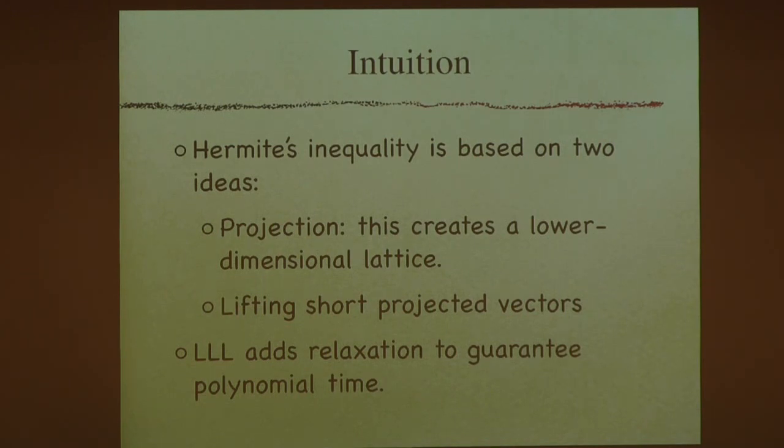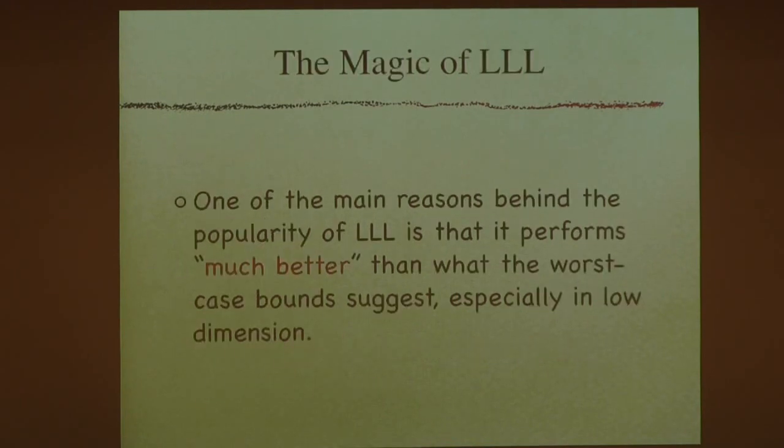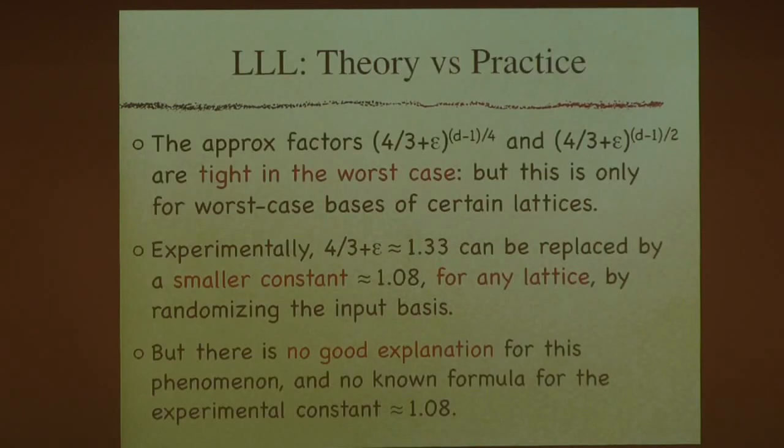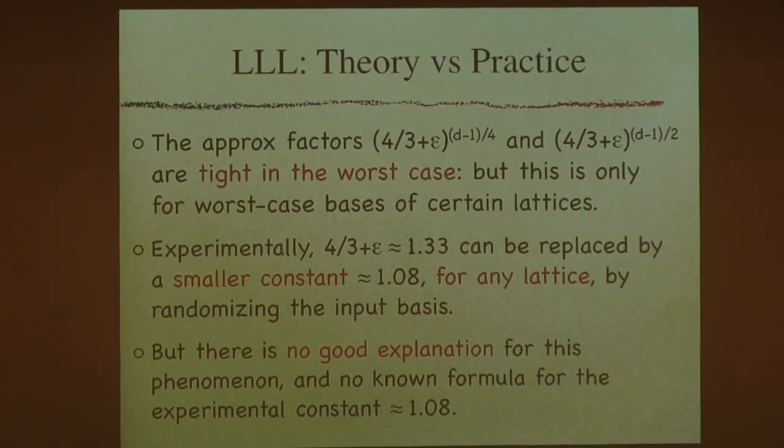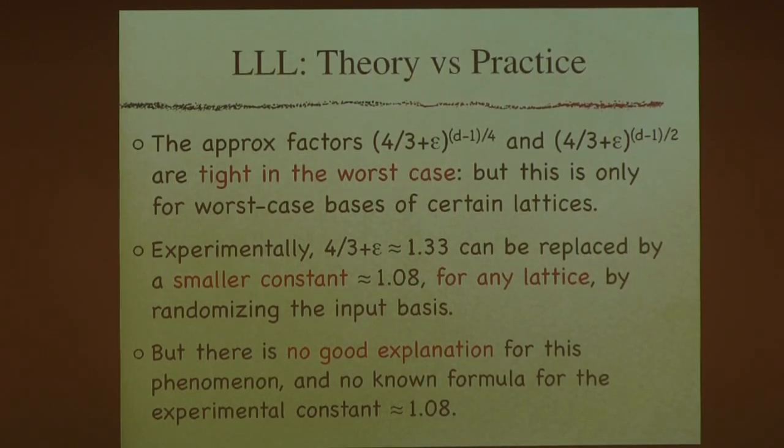So what did LLL add? LLL is actually very similar to Hermite's algorithm. The only thing that changed is it added some relaxation to guarantee polynomial time. Okay? One good thing about LLL that has been noticed for many years, soon after its introduction, is that it somehow performs better than what you would expect from the theory, from the worst case bound. To give an example, the factors that come from Hermite's inequality are only tight in the worst case. That means they only apply for worst case bases of certain lattices. Experimentally, once you randomize the basis for any lattice, you find a much shorter vector.